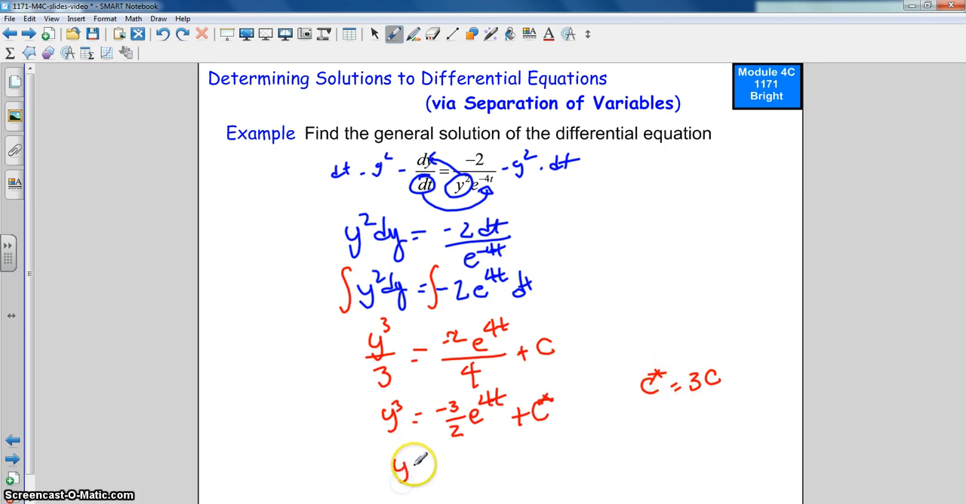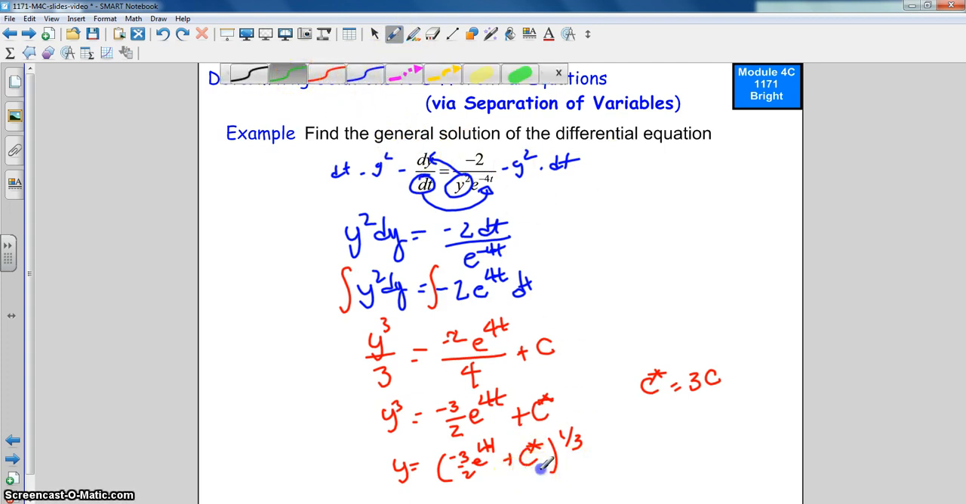Lastly, if you wanted to solve for y, you would cube root everything, or write everything to the 1/3 power, which is what I'll do here. That's the general solution, because in the general solution, remember, we have an undetermined constant. The idea is pretty straightforward: separate the variables, integrate each side with respect to the variable appearing on that side, and then walk through some algebra. At this point, this would be an okay answer.